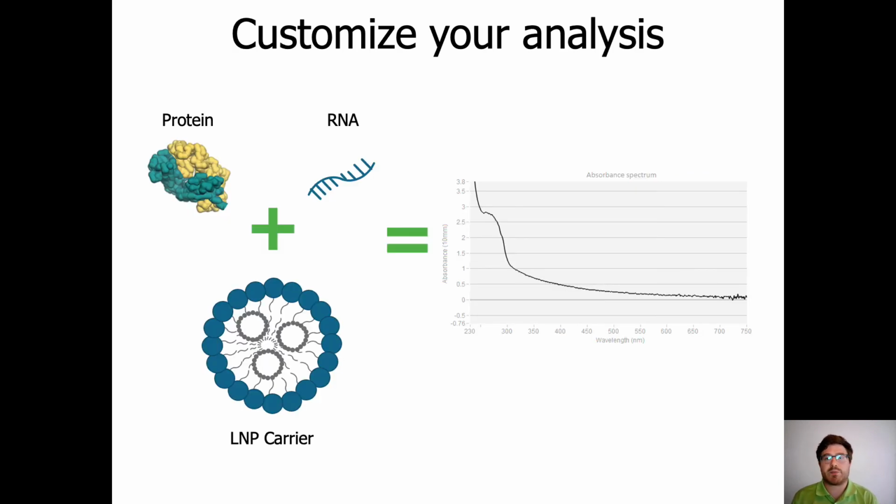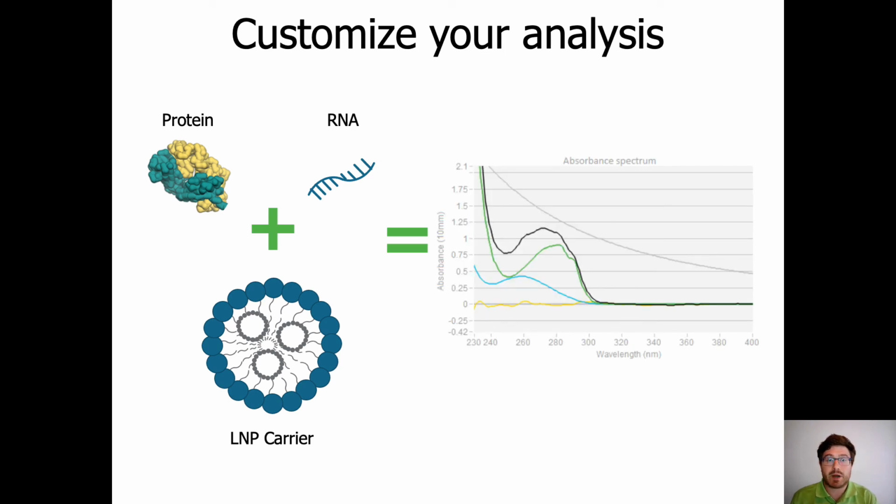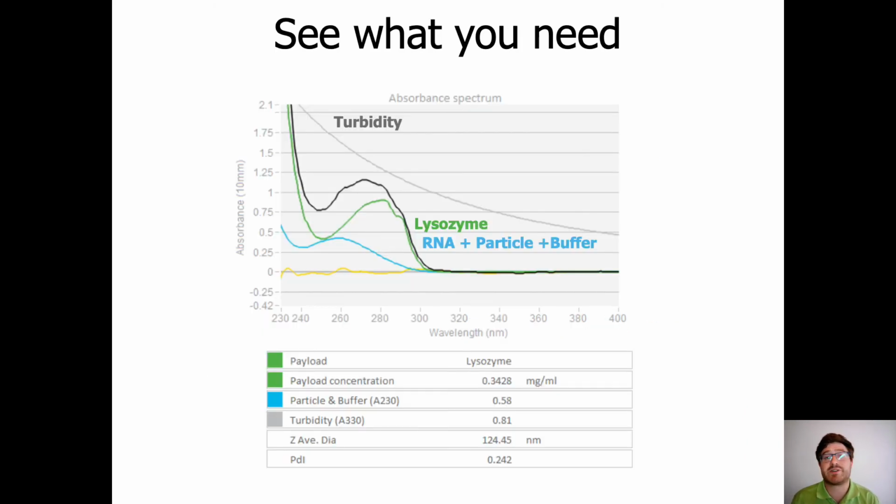Now we're looking at a special particle that contains RNA and protein. Getting quantification on these is difficult when looking at the total spectrum, since this is a combination of turbidity, protein, and RNA absorbance. But Stunner will analyze the spectrum, take away the turbidity contribution, which is the gray curve, and lets you quantify both the RNA, so the blue curve, and protein, the green curve, component in this custom nanoparticle. So see and measure exactly what you need, and get payload concentration and particle size from just 2 microliter sample.